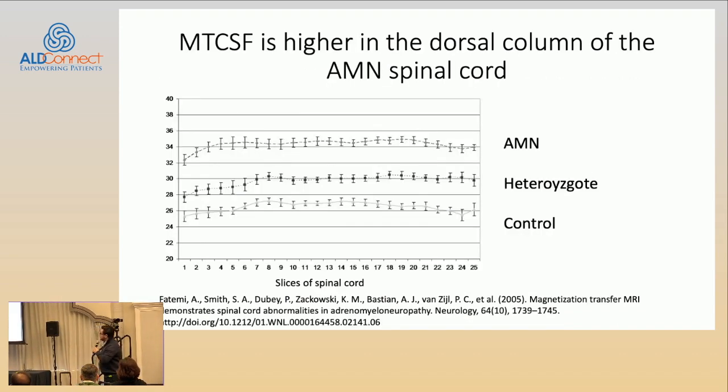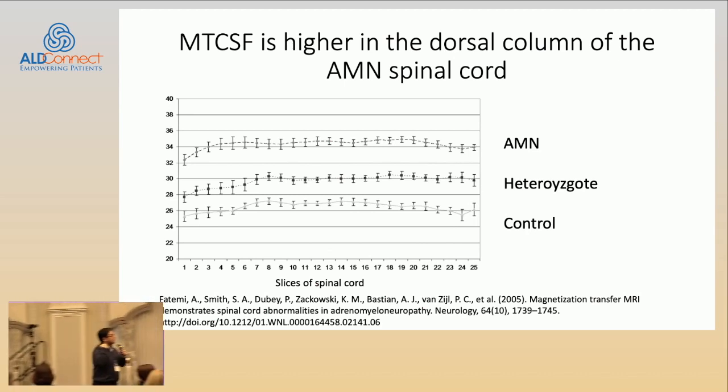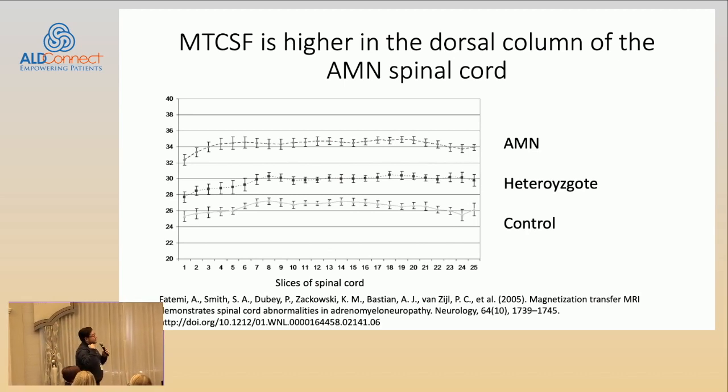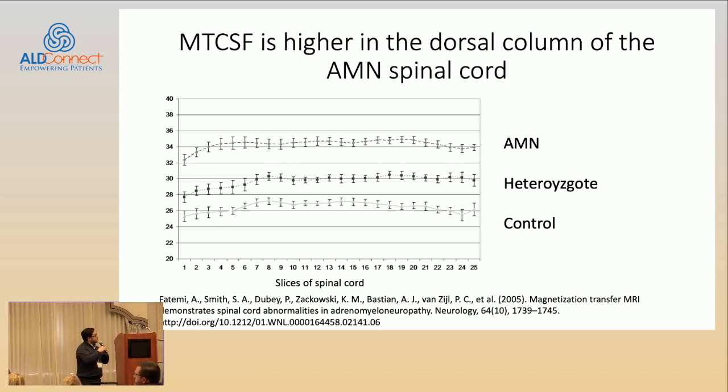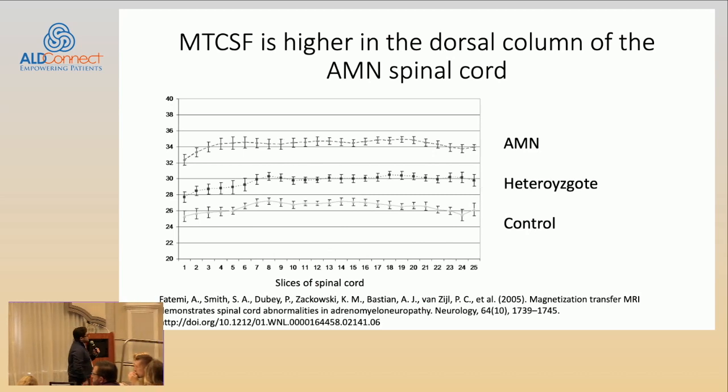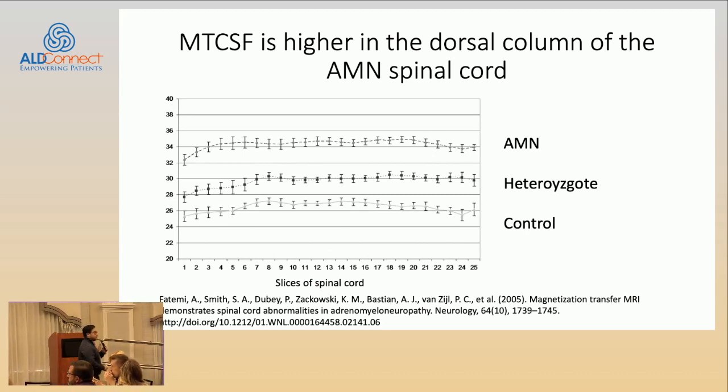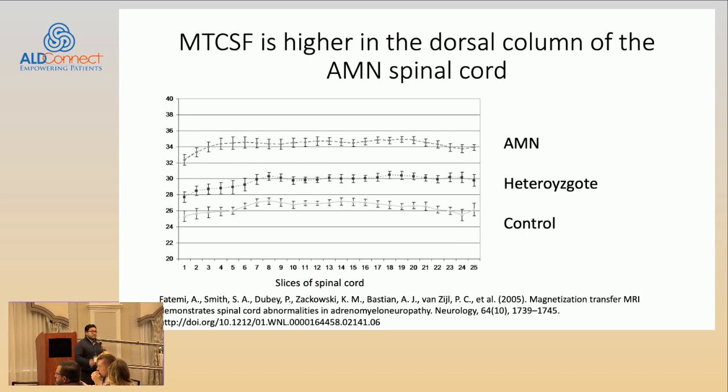Here on the x-axis, this is not over time, I'd like to point out, this is the slice. So this is going down the image as you go down. This is C2, C3 of the spinal cord, looking at AMN, heterozygote females and controls, and we see a big difference in the MT CSF of the spinal cord. And so based on this, this is a cross-sectional paper that was published. So this is one time point showing a difference between two groups, or three groups in this case.